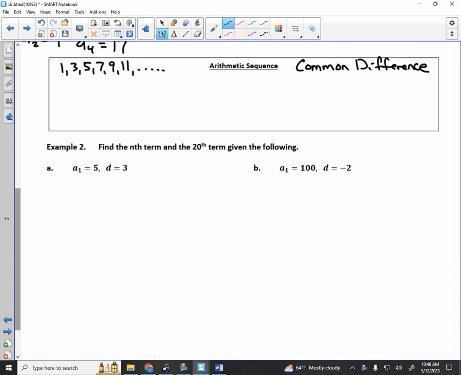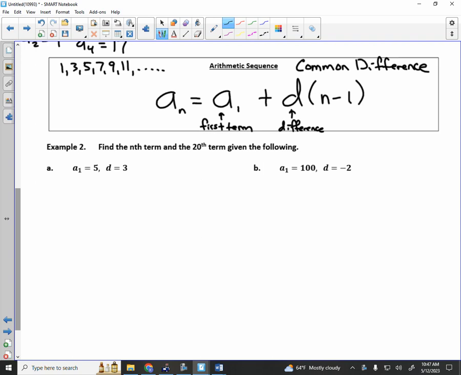The formula for an arithmetic sequence is as follows. A sub n is equal to a sub 1. Anybody want to guess what a sub 1 is? The first term. And we add that to d, which is your common difference, times n minus 1. That's the formula that's used to generate the a sub nth term.